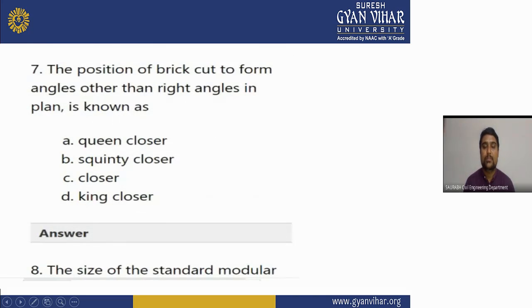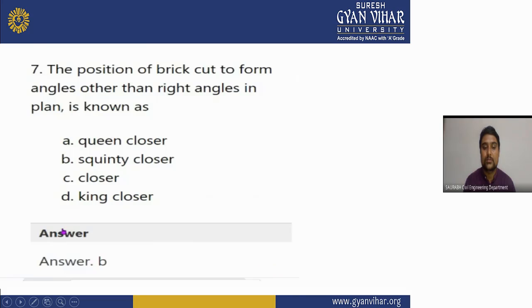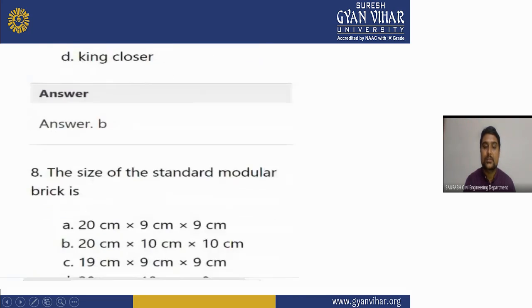The position of brick cut from angle other than right angle in the plan is known as. What will be the right answer here? Options are given: queen closer, scanity closer and king closer. And here right answer will be your scanity closer. That will be your right answer. Now come on the next question.